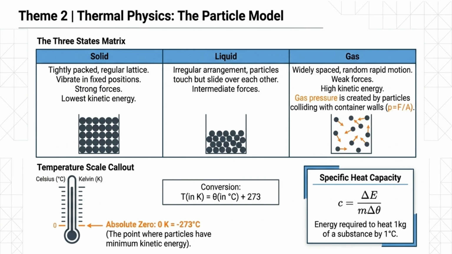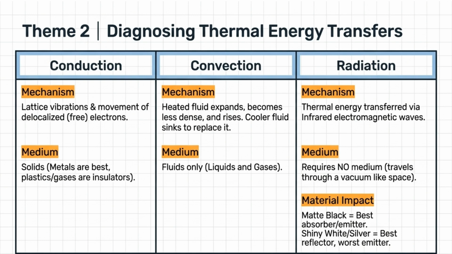We also define absolute zero as 0 Kelvin, or minus 273 degrees Celsius, the point where particles have minimum kinetic energy. To heat a substance, we use the specific heat capacity formula to calculate the energy required to raise the temperature of 1 kilogram of a substance by 1 degree. Energy is transferred thermally in 3 ways.